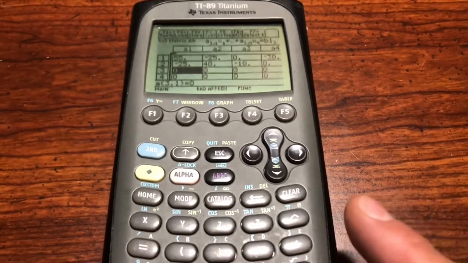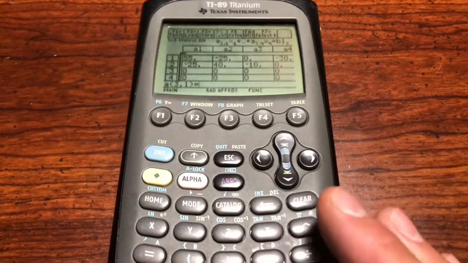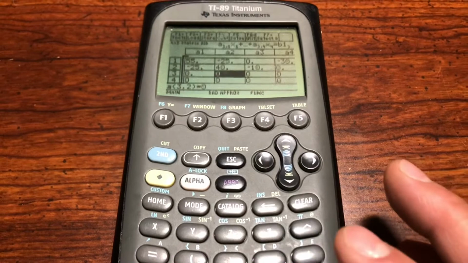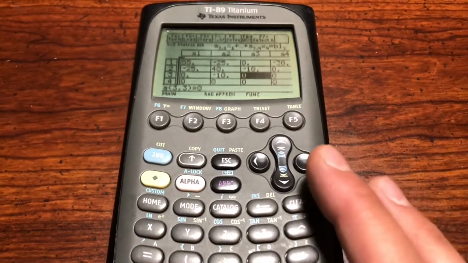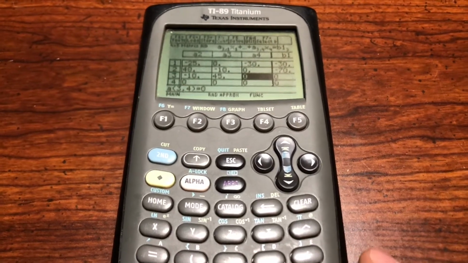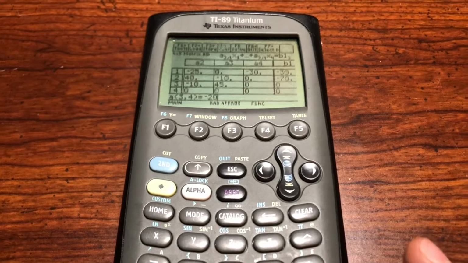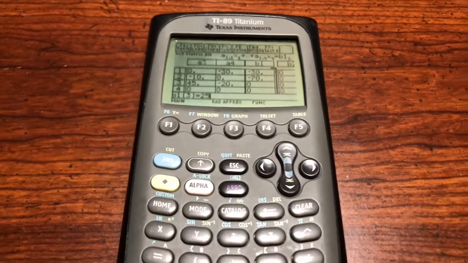Third equation, we have minus 10 for I1. I'm sorry, we have 0 for I1. We have minus 10 for I2. 45 for I3. Minus 20 for I4. And 25 on the other side of the equal sign.